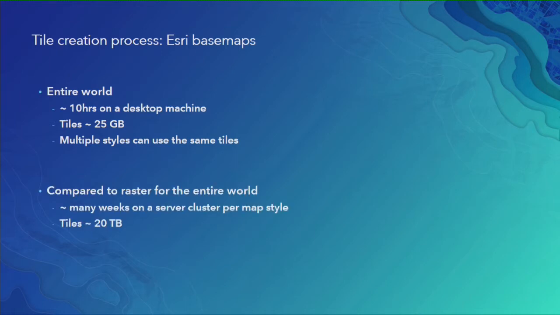So that is very different than what it's like for our raster tiles. Our raster tiles we have to create on giant server clusters, and we're talking terabytes of data. So vector tiles, much different and easier to handle. 25 gigabytes, I could put that on my phone, for the whole world. I'm not going to do that with 20 terabytes. So orders of magnitude difference.